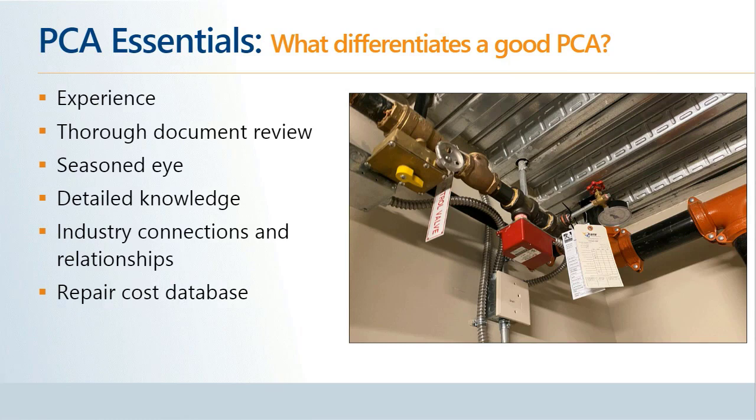That person should have detailed knowledge of the systems, components, codes, repair techniques, and repair costs for the elements that are being reviewed. It's good to have good industry connections and relationships so that you can also sound out some of your findings with other men. And you have to have a good eye for rapid repair development and to develop repair costs to a cost table to support the conditions you're finding.